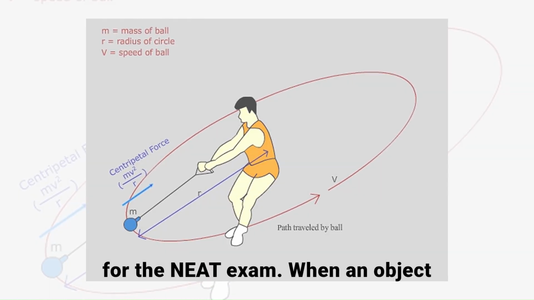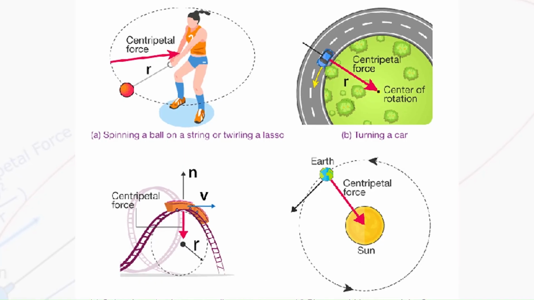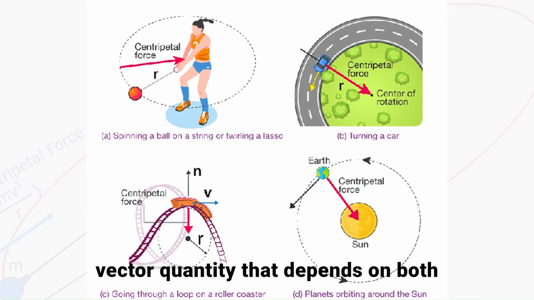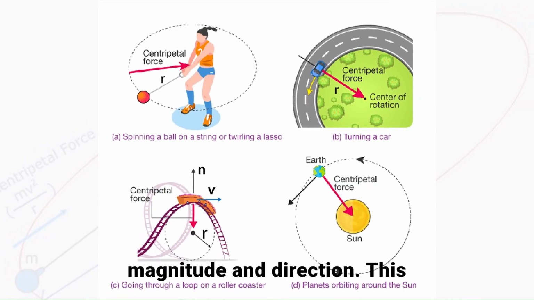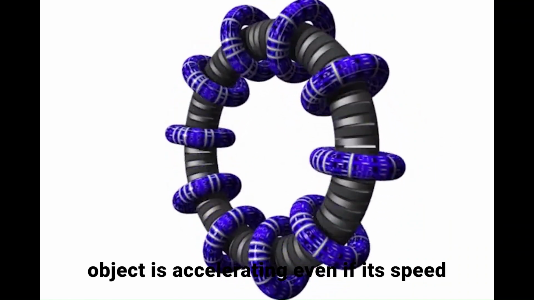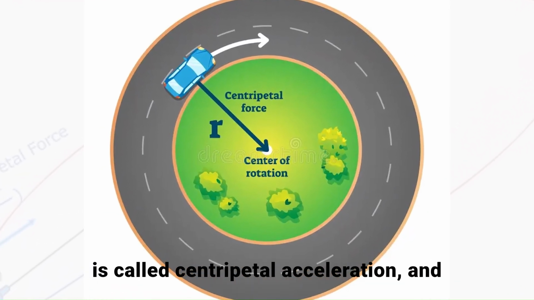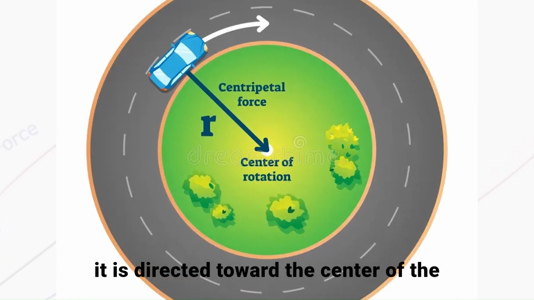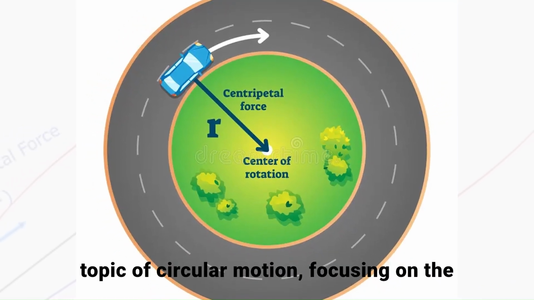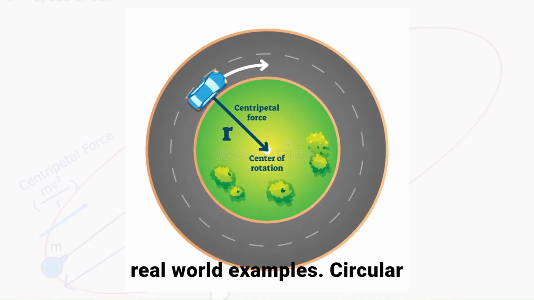for the NEET exam. When an object moves in a circle at a constant speed, its direction continuously changes. Although the speed remains the same, the velocity changes because velocity is a vector quantity that depends on both magnitude and direction. This continuous change in velocity means the object is accelerating, even if its speed is constant. The acceleration responsible for this change in direction is called centripetal acceleration, and it is directed toward the center of the circular path. In this video, we are going to explore the fascinating topic of circular motion, focusing on the concept of centripetal force and some real-world examples.